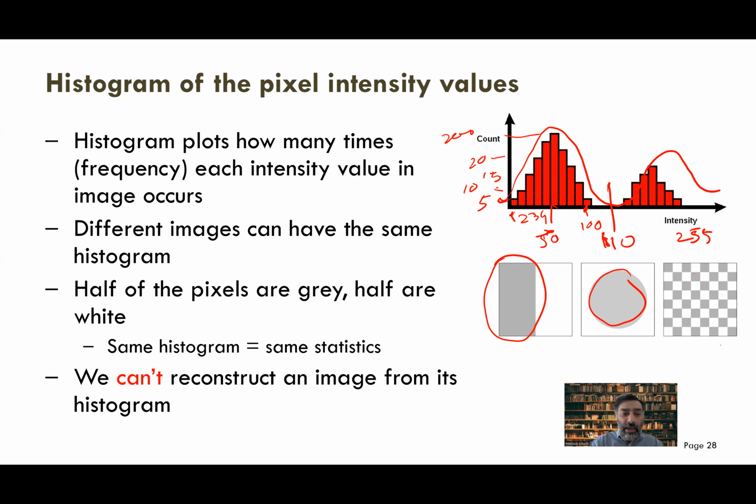Yeah. And remember, looking at the histogram, we cannot reproduce the original image. All of these three images, as you can see, look entirely different, but they have the same histogram, because 50% of the pixels are gray, 50% are white. So their histogram looks exactly the same, but you can see the images are entirely different. So you cannot reproduce the image from looking at the histogram, but from every image you can calculate the histogram, and you can automatically extract this minimum point of the histogram.